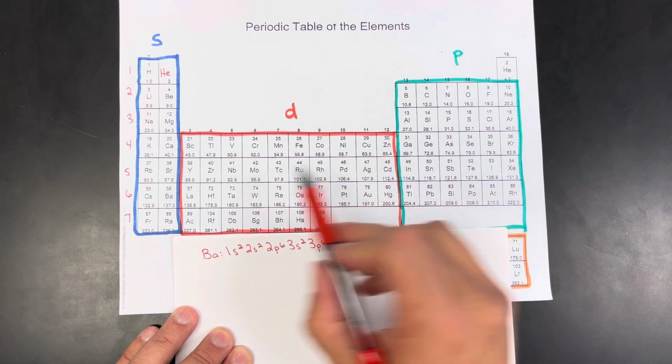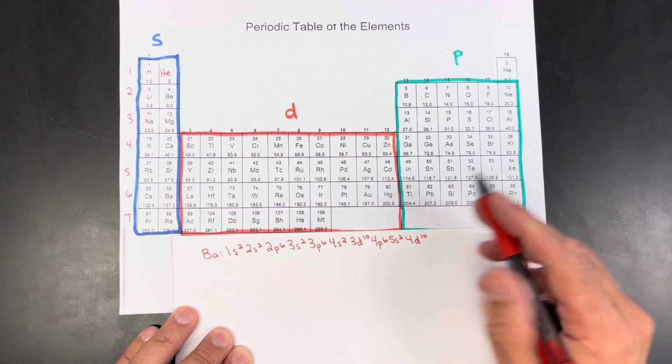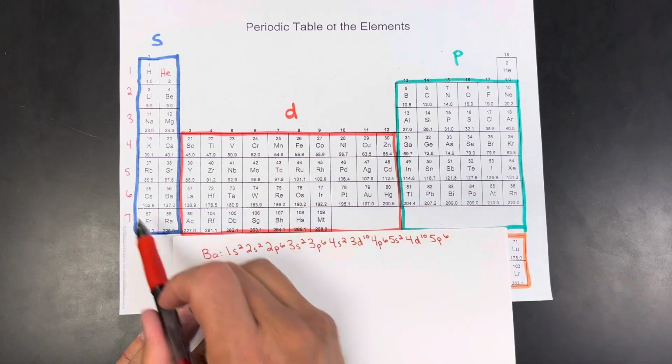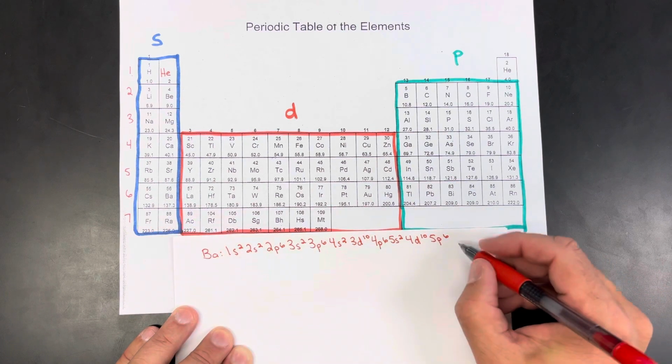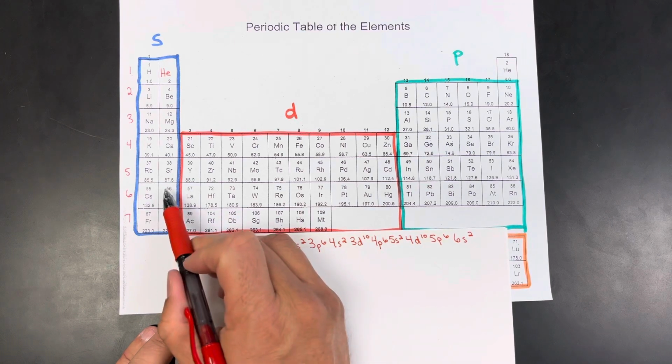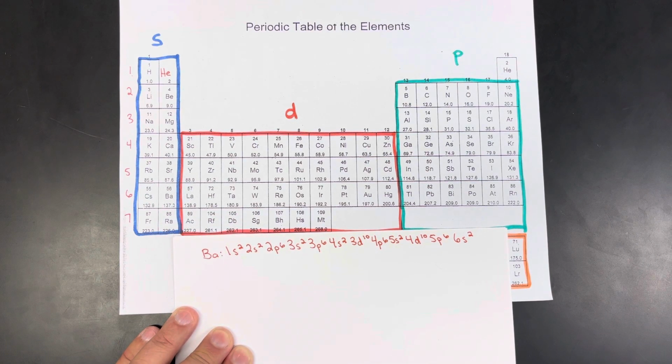In the P block, so I use the row number, so it's going to be 5P6, followed by 6s2. And we're stopping here because barium has 56 protons and 56 electrons.